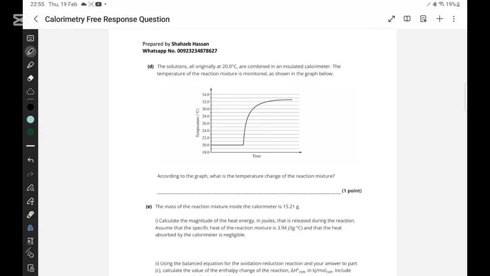So according to the graph, what is the temperature change of the reaction mixture? This is about 32.5 and this place is 20. So the difference of them is 12.5 degrees Celsius.